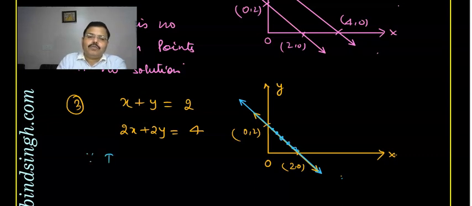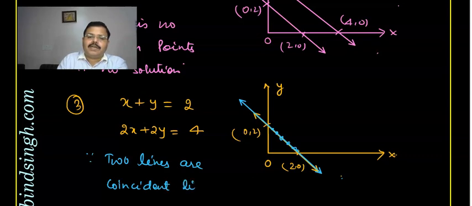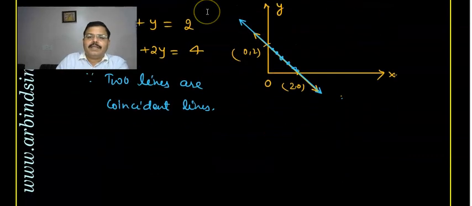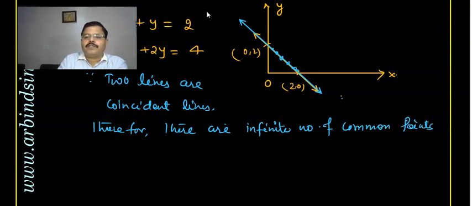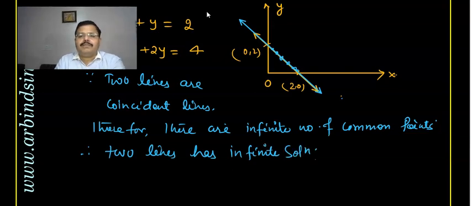In that case, since the two lines are coincident, these are called coincident lines. One lies over the other. Therefore there are an infinite number of common points, and therefore the system of two lines has infinite solutions. So whether there is a solution, no solution, or a unique solution depends on the nature of the two lines which are represented graphically, and whether they have infinite solutions or not, right?